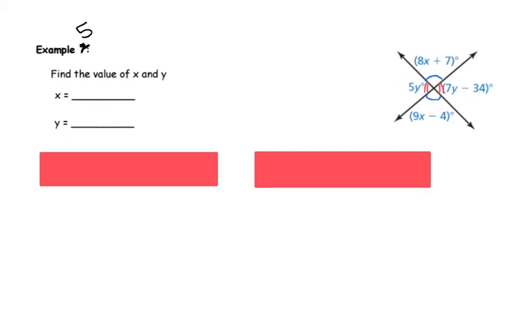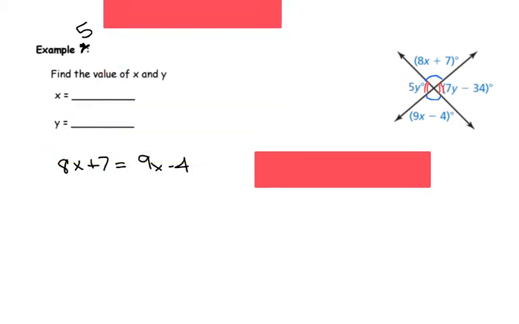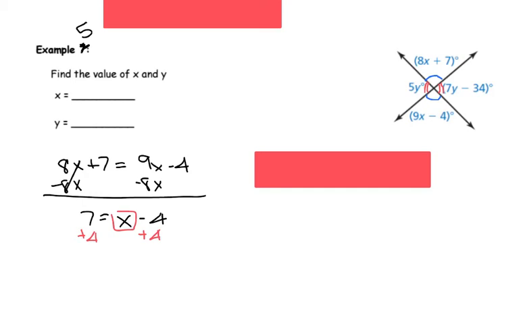So for the first problem, let's solve for x. 8x plus 7 equals 9x minus 4. Let's subtract 8x from both sides. You get 7 equals 1x minus 4. We're going to add 4 to both sides. 7 plus 4 is 11 equals x. So x equals 11.